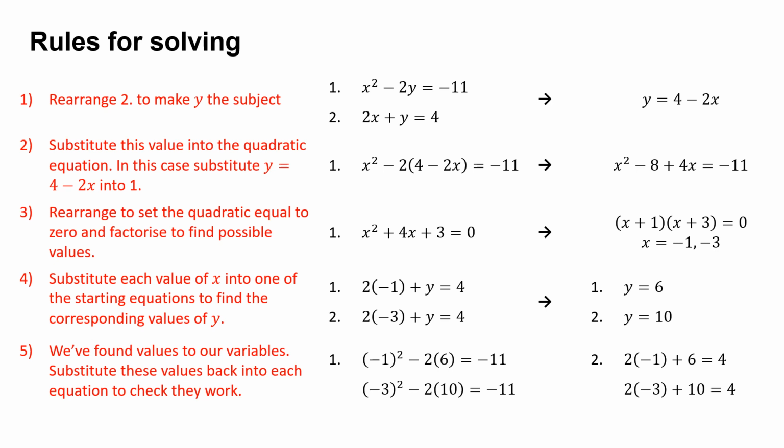So we've got -1 squared minus 2 times 6. That does indeed equal -11. And then when we have -3 squared minus 2 times 10, which is our other pair of solutions, again, this gives us -11. And we can just check this definitely works with equation 2 as well. When we have -1 and 6, this works out as 4. And when we have -3 and 10, again, this works out as 4. So we can see that this definitely is a solution that works.